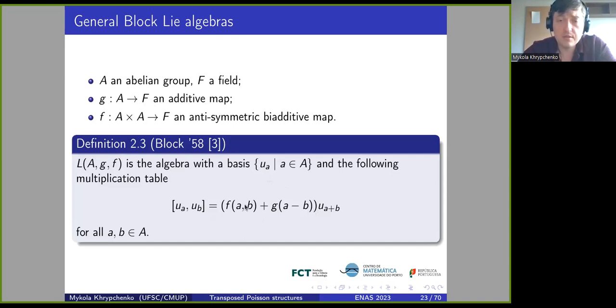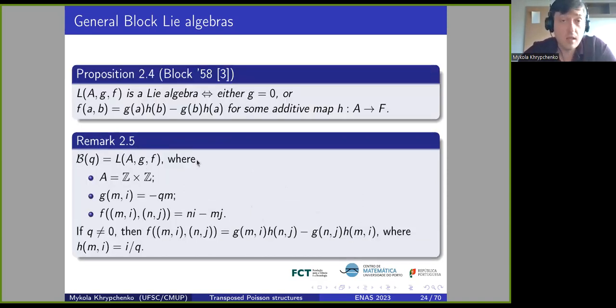which involves functions f and g. Well, this product is always antisymmetric, as you may see, but it need not satisfy the Jacobi identity. So when does it satisfy the Jacobi identity? First, if and only if G is the zero map, the trivial map. If not, F is some kind of bracket of G and some other additive map H.